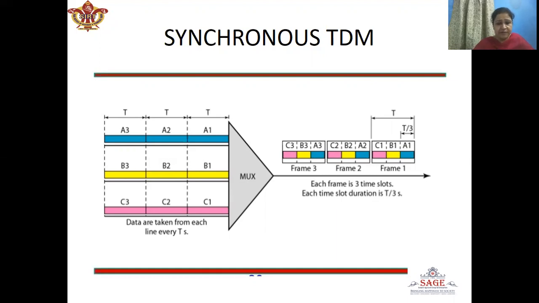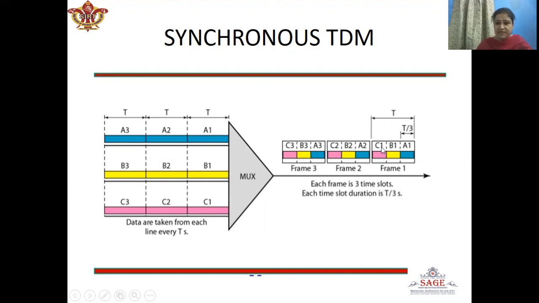Now here, first the sample will be taken from the first source, which will be A1. Then B1 will be taken from the second source, and then C1 will be taken from the third source. So A1, B1, and C1 will be accommodated in one frame. Similarly, A2, B2, and C2, which are the second samples from all three sources, will be adjusted in frame 2. And A3, B3, C3 will be accommodated in frame 3.